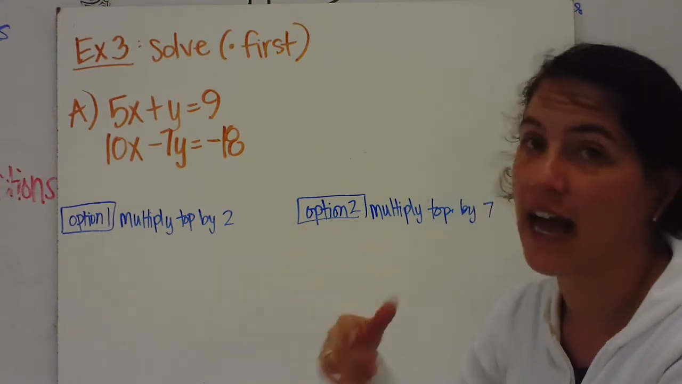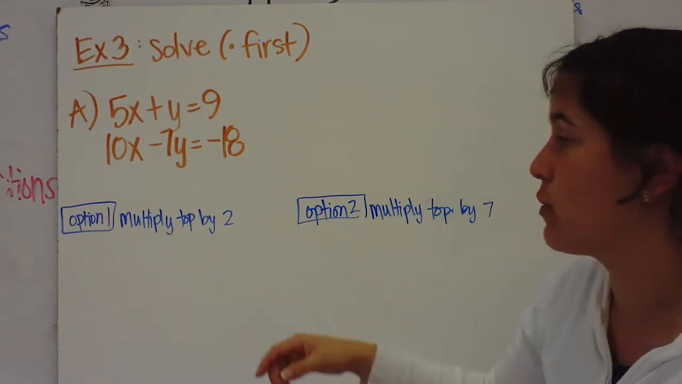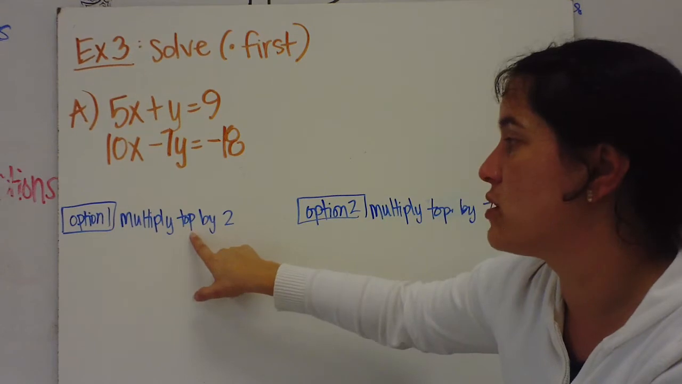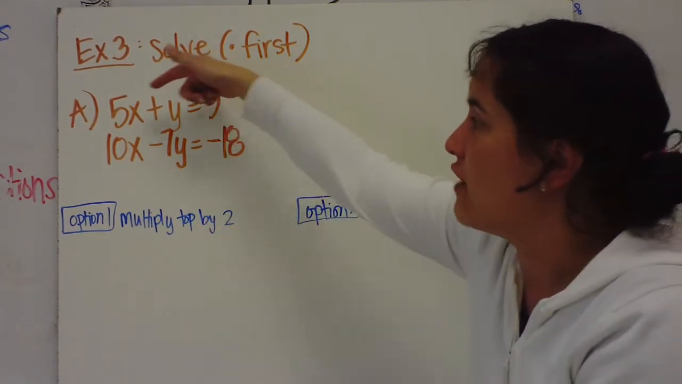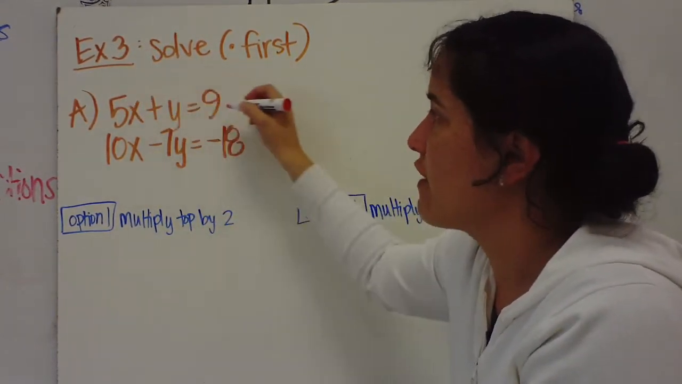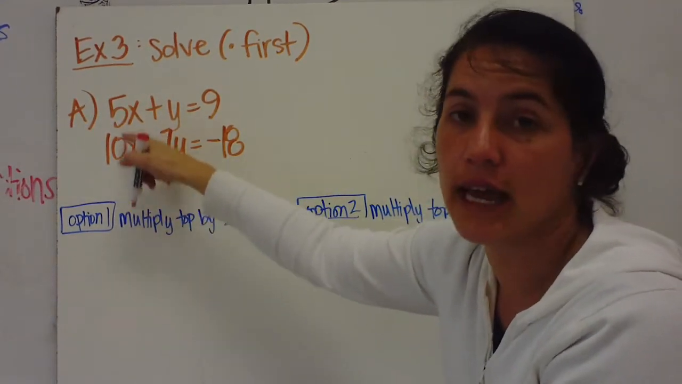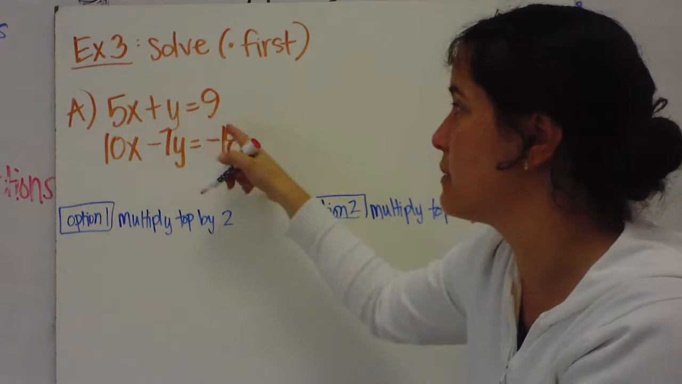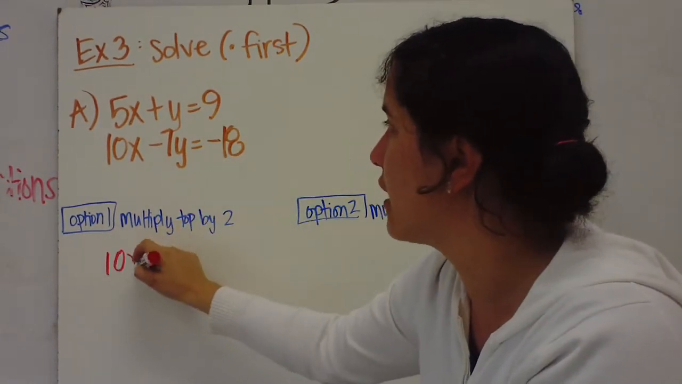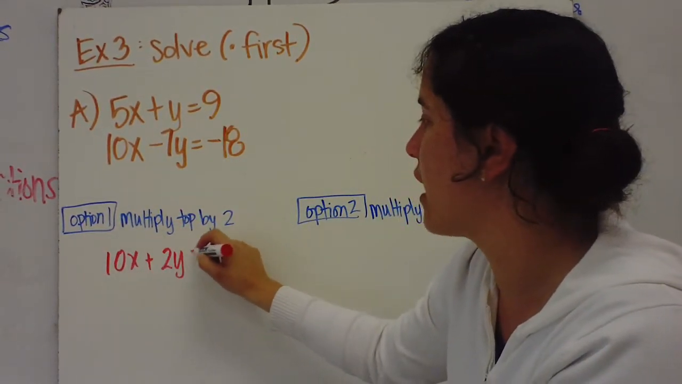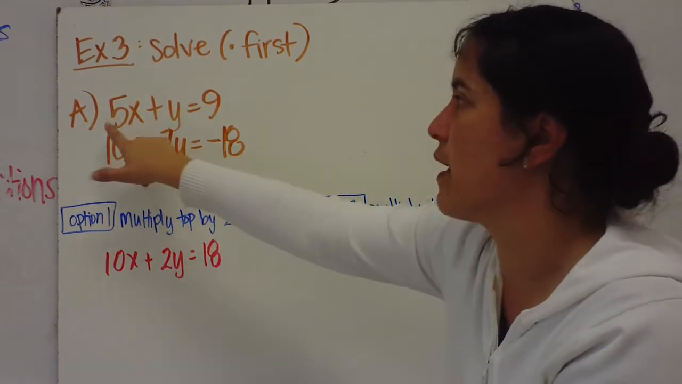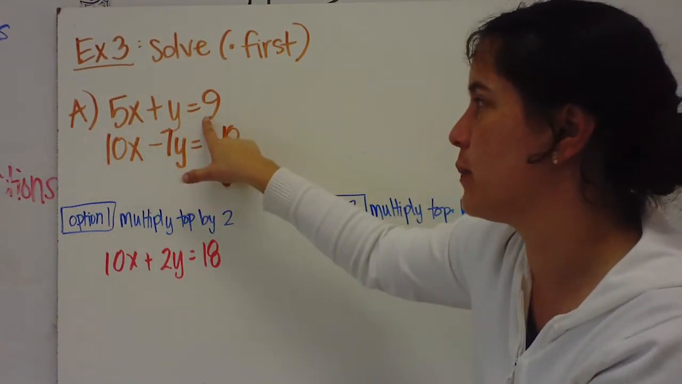And I'm going to show you that you can actually do it several ways. I'm going to show you both ways. One of the options is to multiply the top equation by 2. If I multiply that whole top equation by 2, it's going to make both of those 10. So I'm going to show you. If I multiply this by 2, I would get 10x plus 2y equals 18. So I multiplied this by 2, and this by 2.